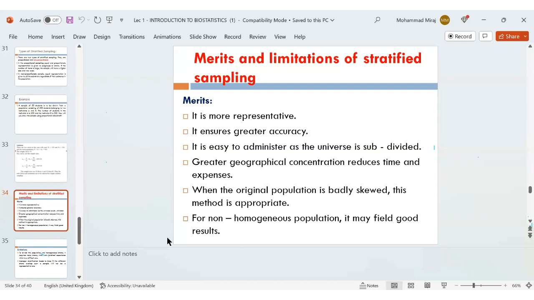Okay, so any doubt in this? Anything which is not clear? What are the limitations and the benefits?